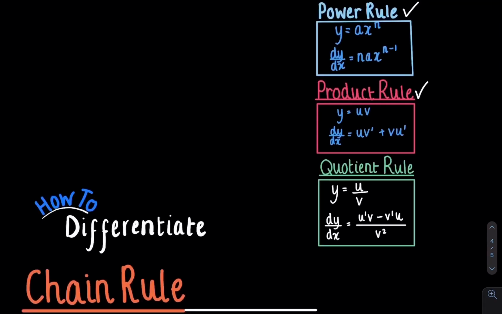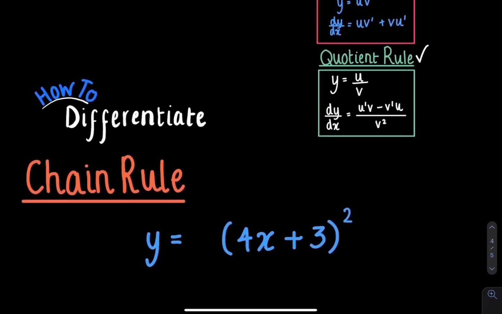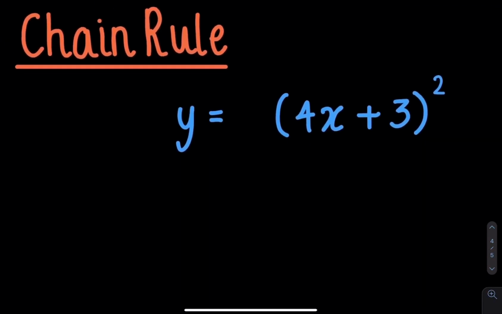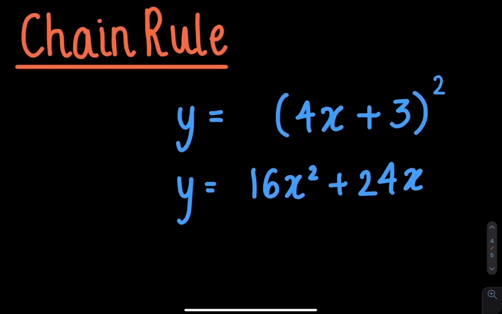Now that we've also completed the quotient rule, the final rule we're going to go over is the chain rule. Now let's suppose we have a function y equal to 4x plus 3 all squared. Now at this point, if you've never learned the chain rule before, it's very likely that you would expand this and get 16x squared plus 24x plus 9. And then you would proceed to differentiate this function, which is completely correct.